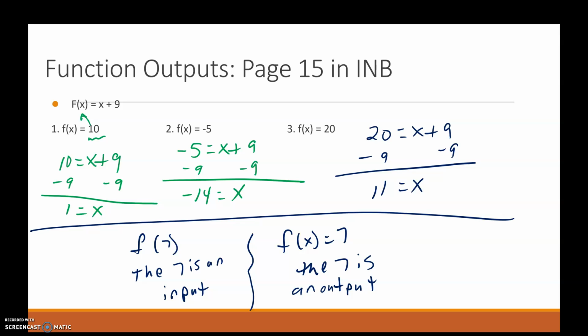So on the first one, here you plug 7 into x. On this one over here, you do 7 equals the equation. So you're solving to find out what equals the 7. This might be a little confusing. It's okay. We are going to work on this. We're going to keep bringing this stuff up.